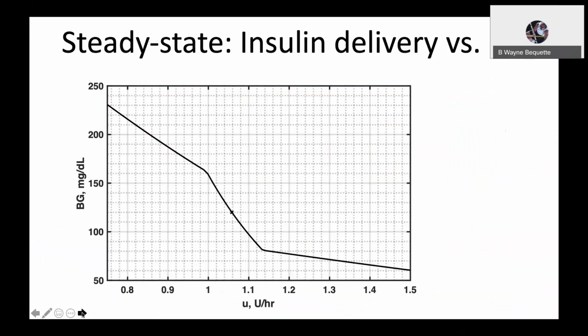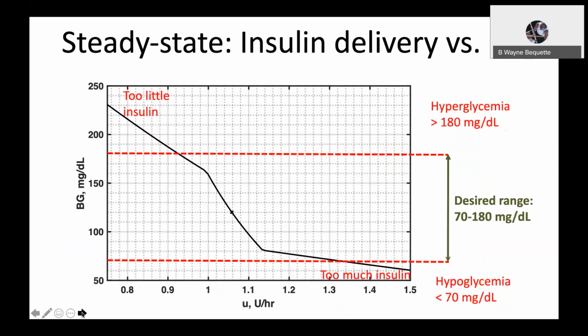This curve gives the steady state relationship between insulin delivery rate in units per hour and the blood glucose level. And this is from a simulation model that is discussed in a separate screencast. What we show here is that there's a desirable range of 70 to 180 milligrams per deciliter that we'd like to maintain the blood glucose level in.